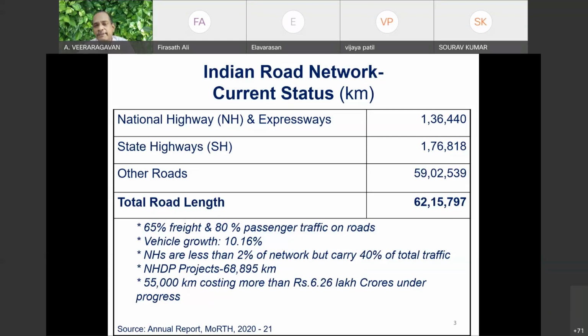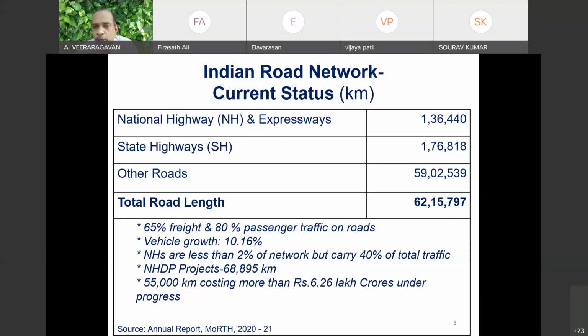So now the question arises: if I have limited money, where should I invest the money? National highways, state highways, or the roads? Obviously, the answer is to invest in national highways because they carry more than 40% of the traffic. So what are the implications of this?